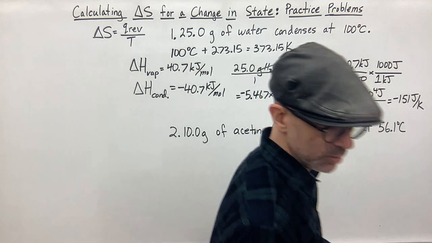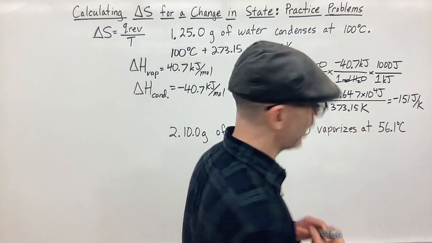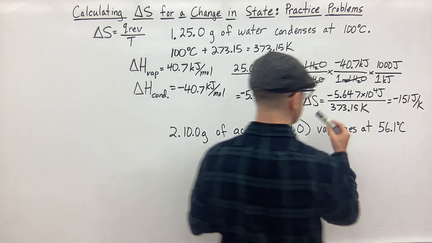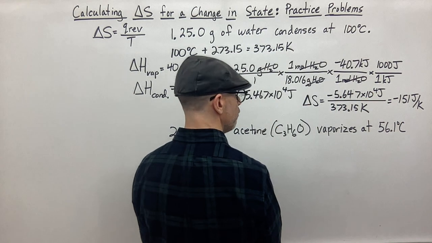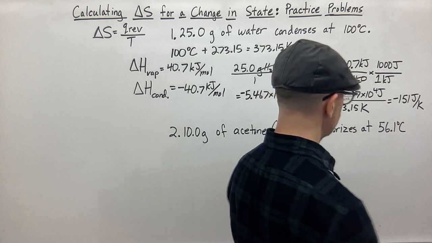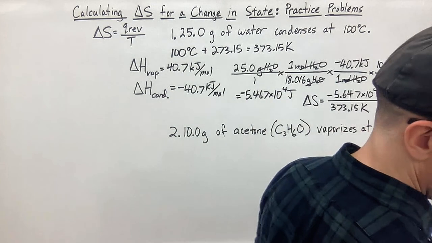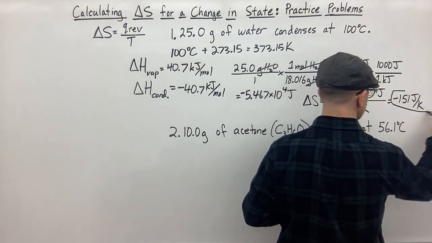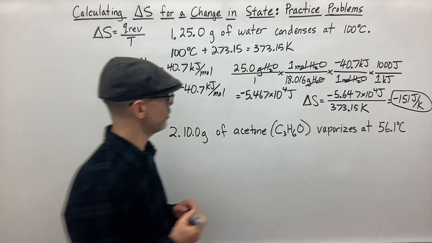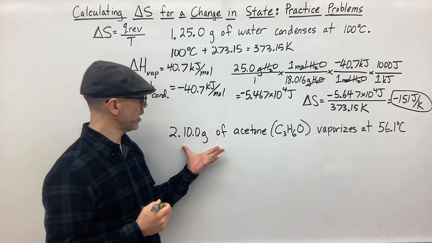647. Let me double check. Okay, so then 647 divided by that, and I get negative 151 joules. So here is the change in delta S of that process. All right, let's go ahead and do this one.